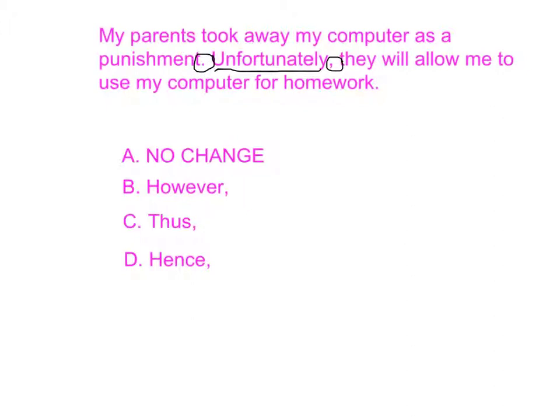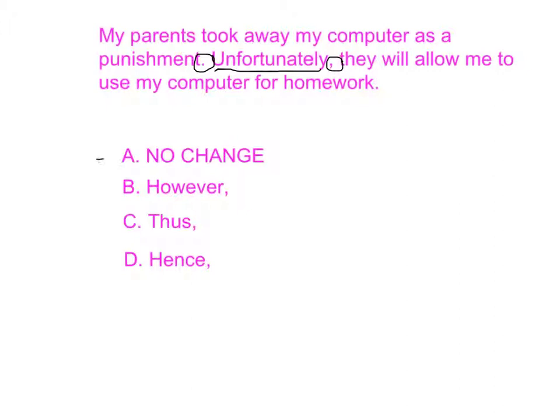This is grammatically correct, so we know that this question is not looking for punctuation errors, but more so for word choice. This question would be asking you, is unfortunately the correct conjunctive adverb to be using within these 2 sentences? So if we look at it again, "My parents took away my computer as a punishment. Unfortunately, or unluckily, they will allow me to use my computer for homework." The word unfortunately does not make sense with the sentence because it is not unlucky that they allow you to use your computer for homework.